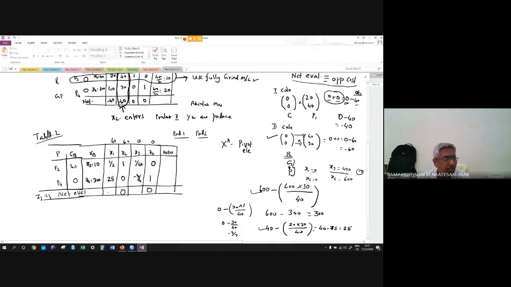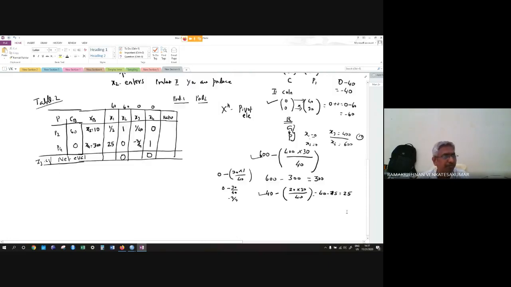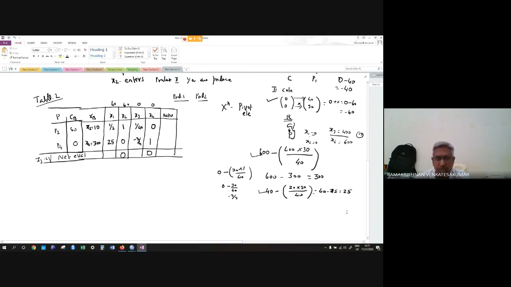Then, any one of you, can you say what is the opportunity cost for product 1? We are not producing product 1. What is the opportunity cost? Can you tell the calculation? For column 1 in table 2, we need to calculate opportunity cost. What are all the numbers that should be multiplied? Column 1 in table 2. What are the numbers to be multiplied? No one.